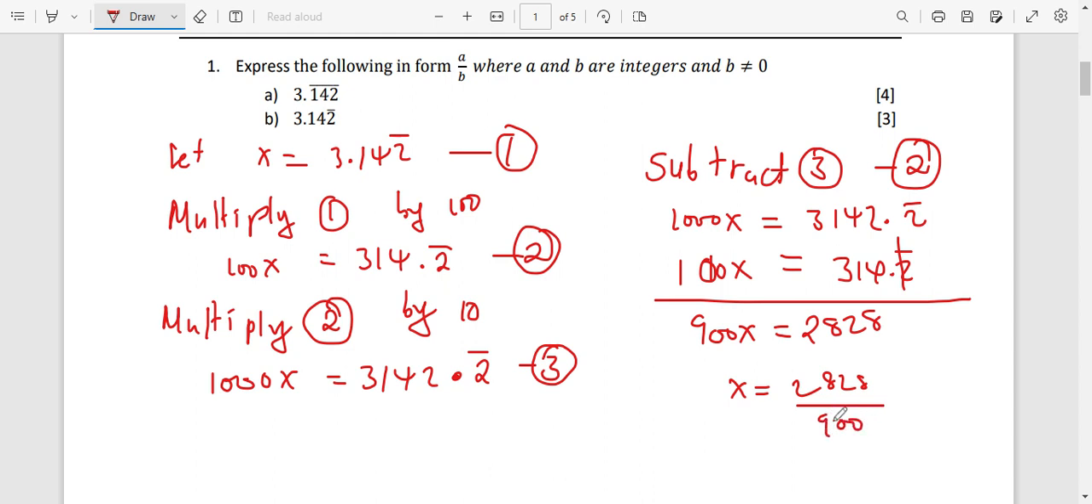For such a question, also check if you can simplify. Otherwise, if you don't simplify, out of the 3 marks you are going to get 2 marks. So a 2 can go into both; you start with 2, simplify, and see if the value you get can be simplified further. So the final answer is supposed to be 707 divided by 225.